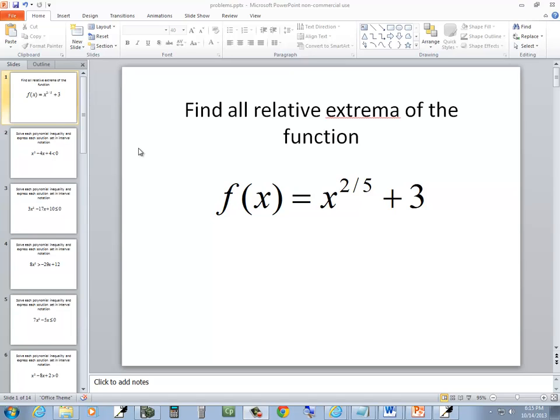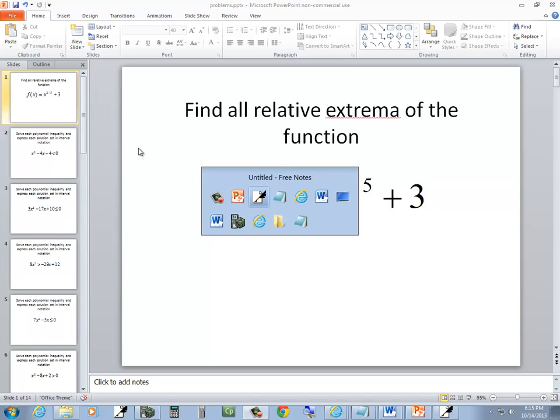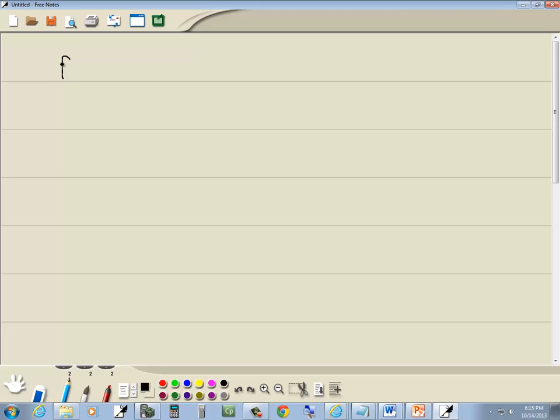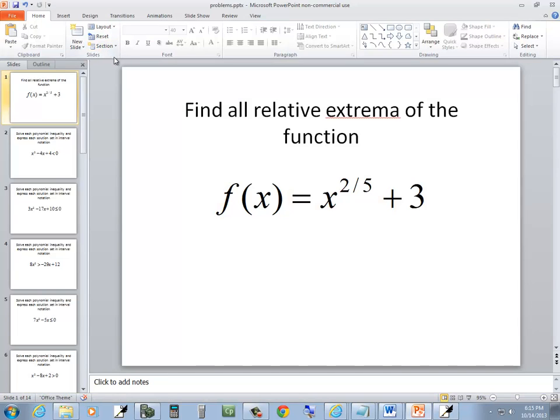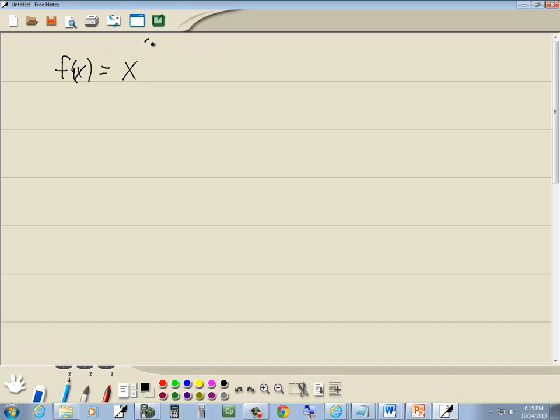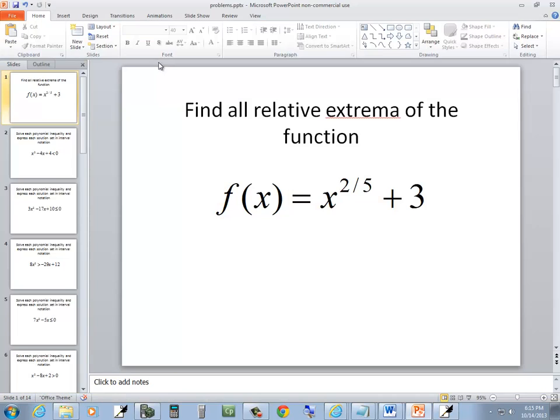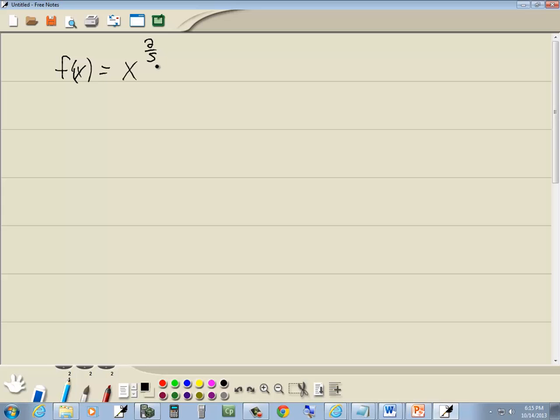In this problem, we want to find all relative extrema of the function. So we've got f of x is equal to x to the 2/5 plus 3. Well, first thing we need to do is find the derivative.